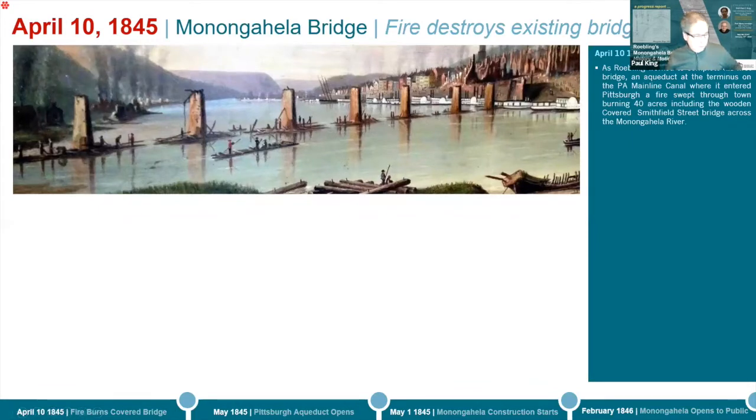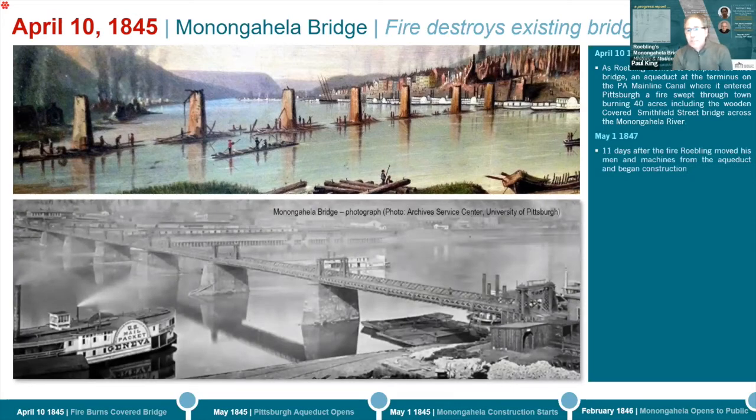Roebling was in the middle of building a suspension aqueduct, his very first bridge in Pittsburgh, in 1844. By May 1845, this is opening up. And a month before that, in April, a fire sweeps through Pittsburgh and burns down the Monongahela Bridge, which was a wooden covered bridge. As a result, left behind were these piers. And so what Roebling did is, 11 days after the fire, he had already gotten a proposal accepted and moved his men and his machines from the aqueduct across town to begin construction on the Monongahela Bridge.